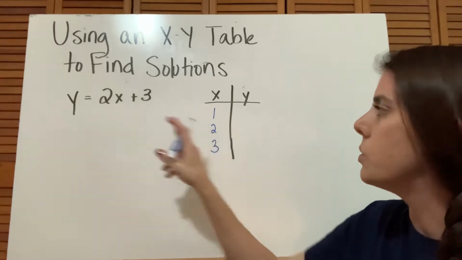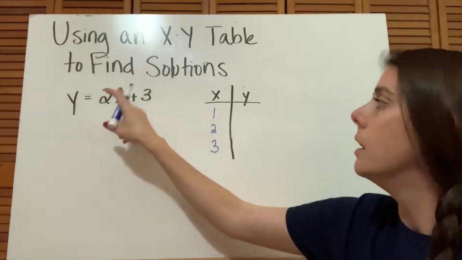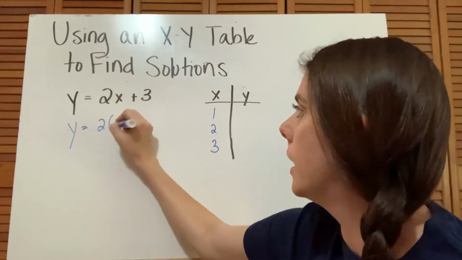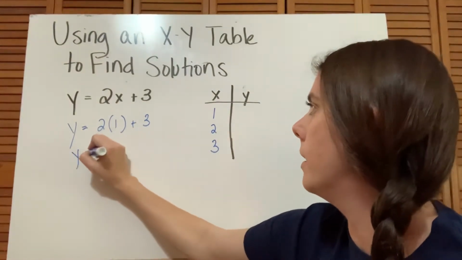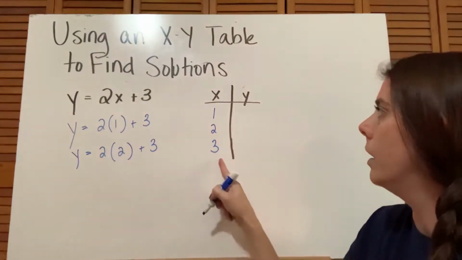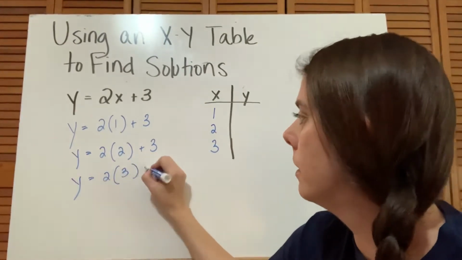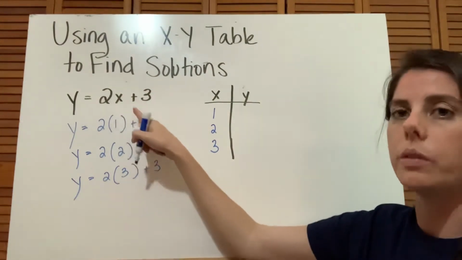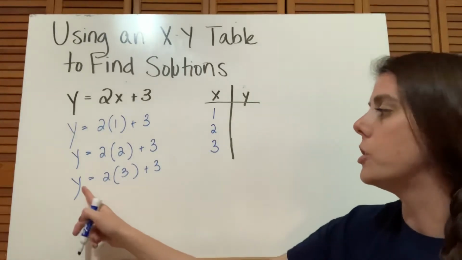And all we're going to do is rewrite this equation and plug in the value that we've selected for the x and put it where the x is in the equation. So I'm going to rewrite this as y equals 2 times 1 plus 3. And the next one would be y equals 2 times 2 plus 3. And then our last one would be y equals 2 times 3 plus 3. So all I did was just replace this x with the 1, the 2, and the 3 that we have in our table over here. So now what we have to do is just solve for y.